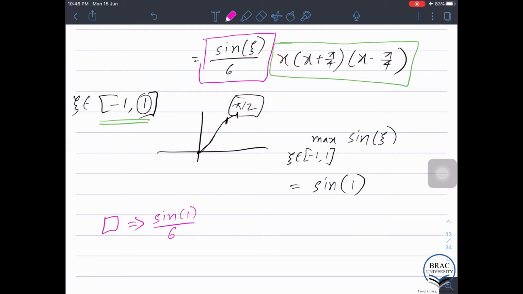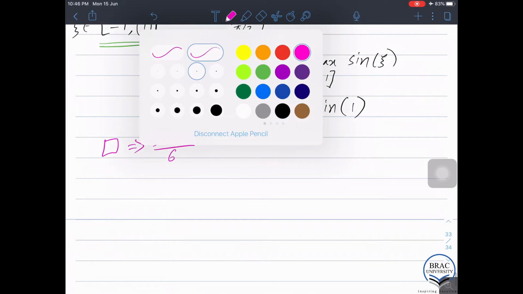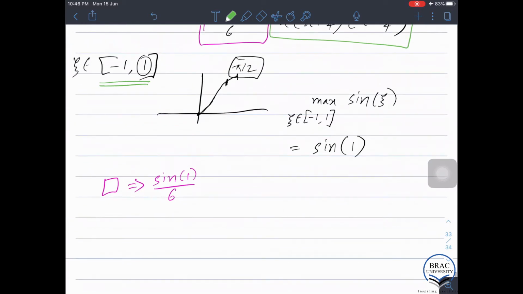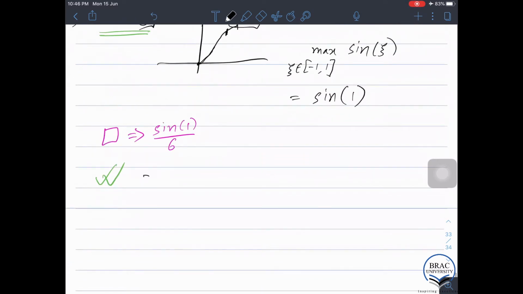Now let's check the green part. I have to find the maximum value of this, x(x + π/4)(x - π/4), in between the interval -1 to 1.